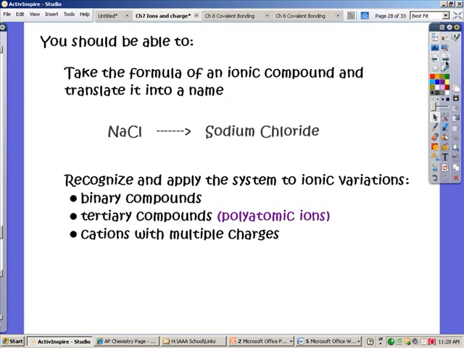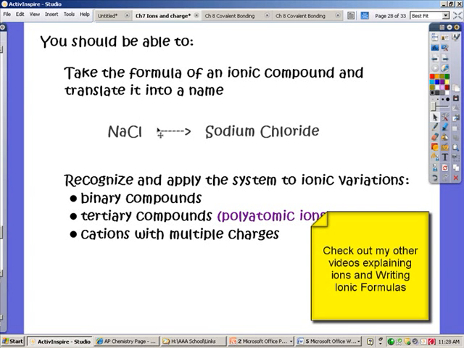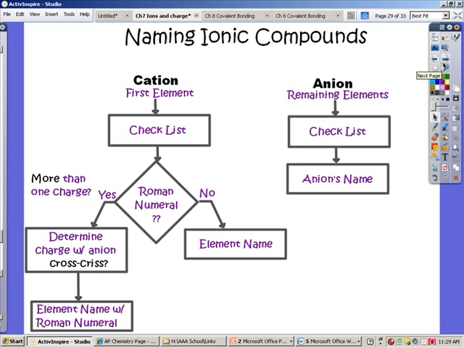In this video presentation, what we aim for you to be able to do is to take the formula of an ionic compound, like NaCl here, and change it into its name, sodium chloride. There are different options for these cations and anions that are out there, and we need to make some decisions along the way.